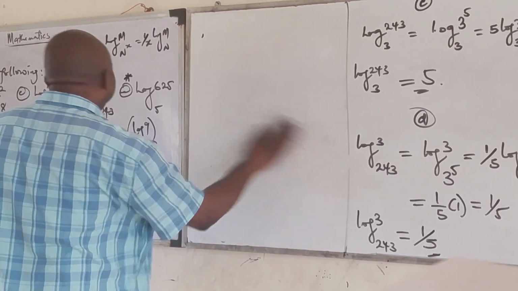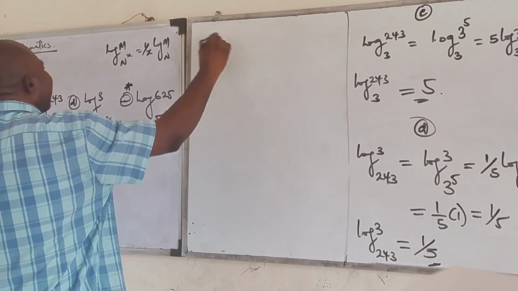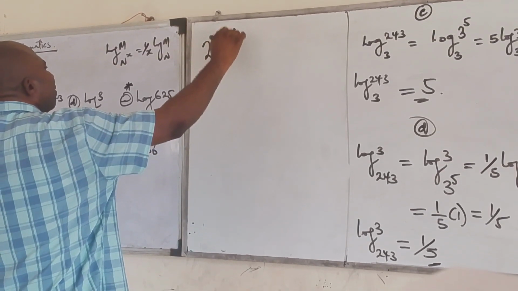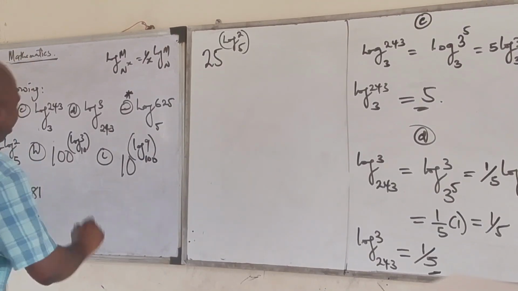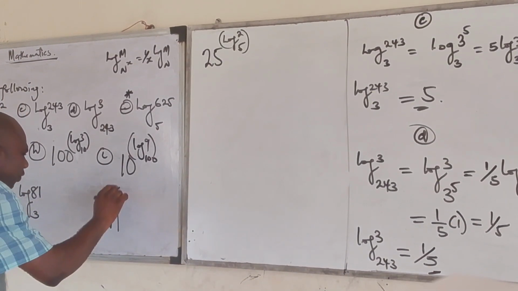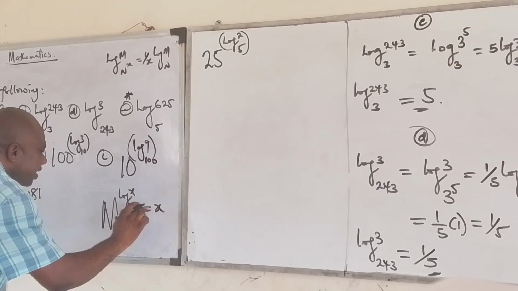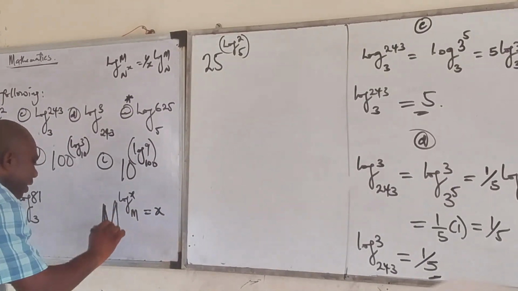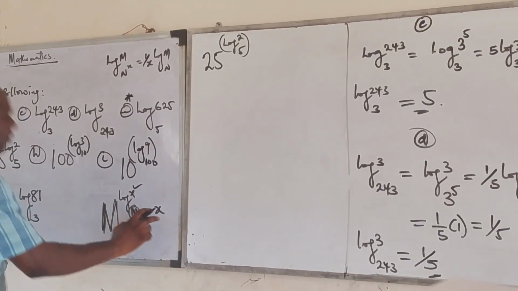Now for question G, we have 25 raised to the power of log 2 base 5. Remember this law: we said m raised to the power of log x base m, the value will be x. If the base here and the base here are equal, you just pick x.